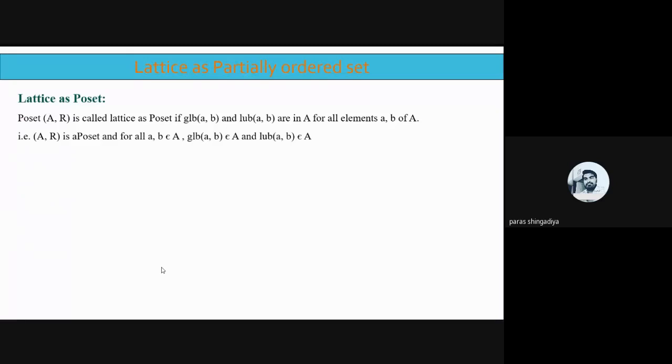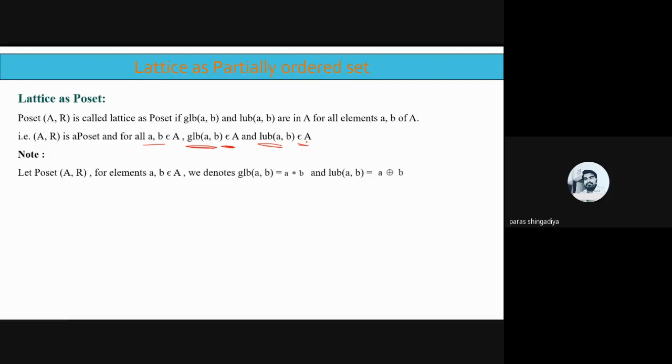Clear? So here (A, R) is a poset, and for all a, b belonging to A, you have to check that GLB of a, b belongs to A, and LUB of a, b also belongs to A. Then we can say that (A, R), where A is a set and R is a relation, is called a lattice as a poset.